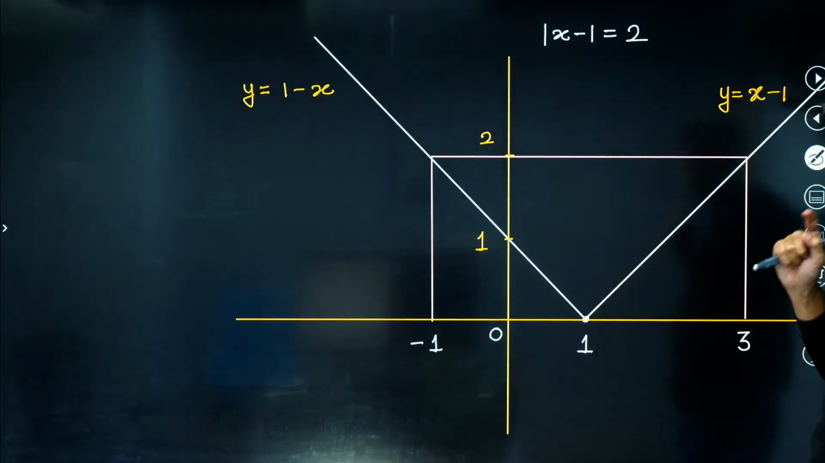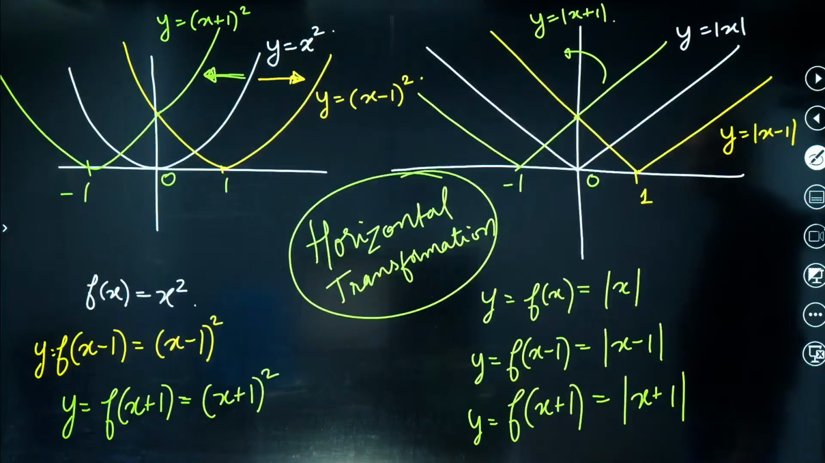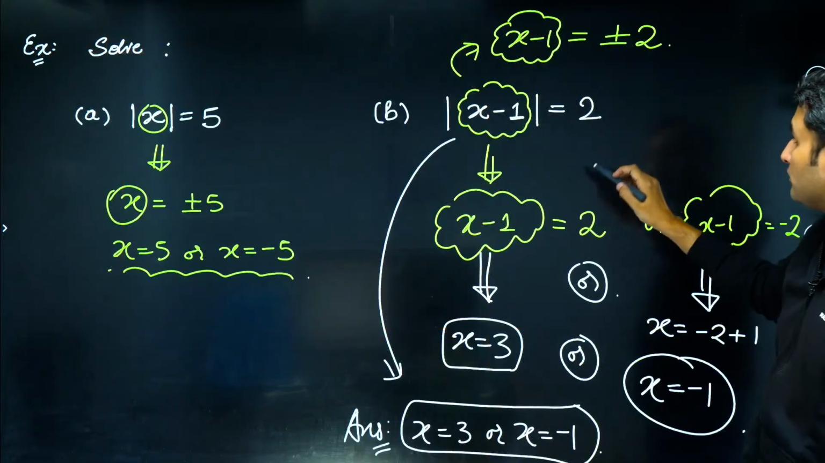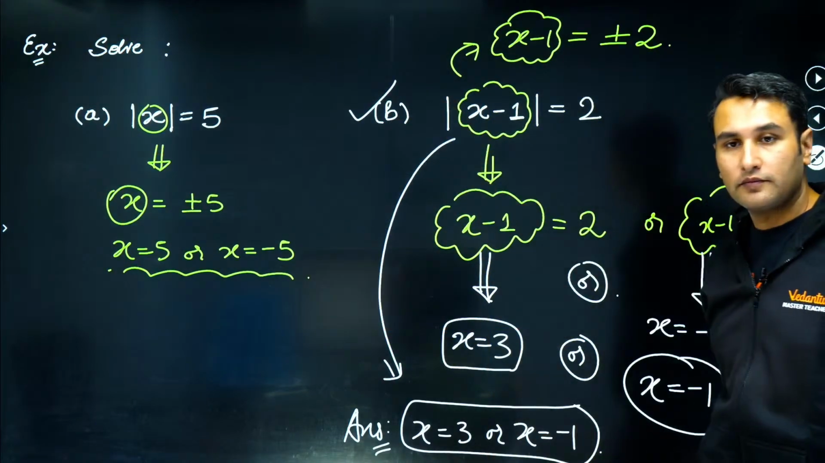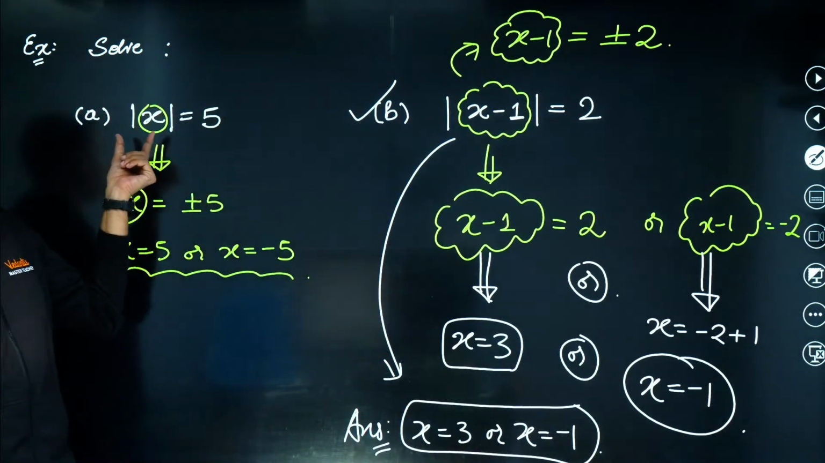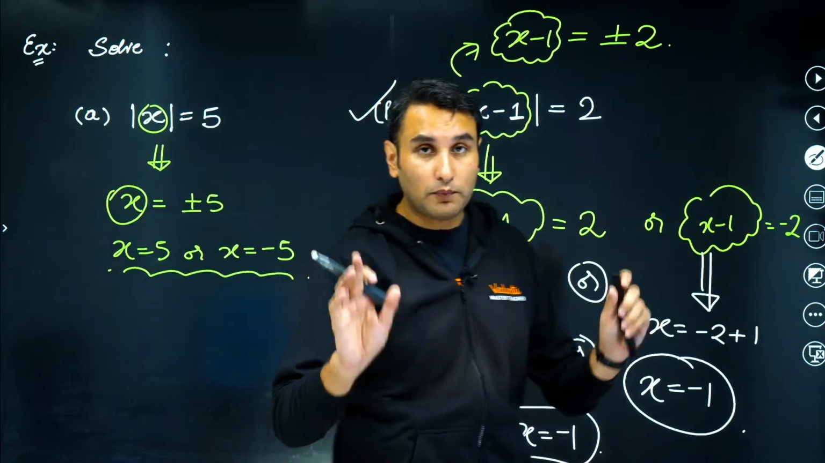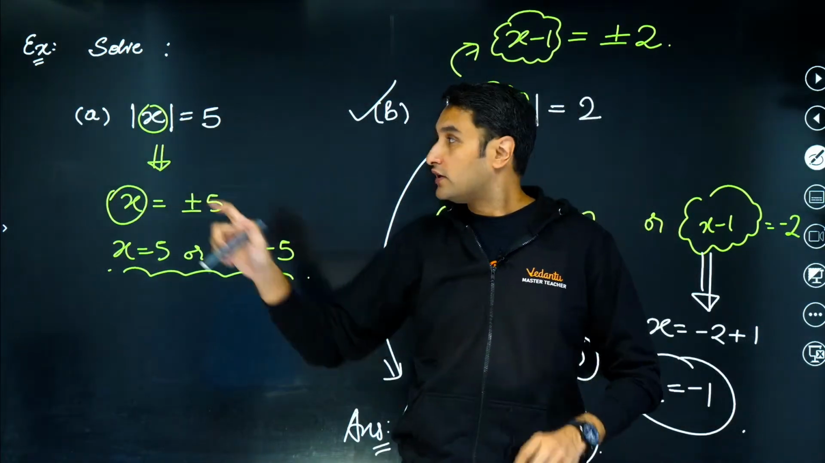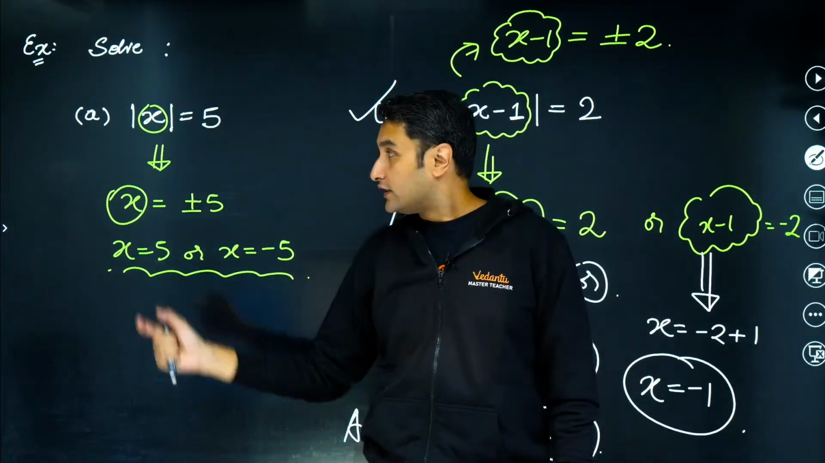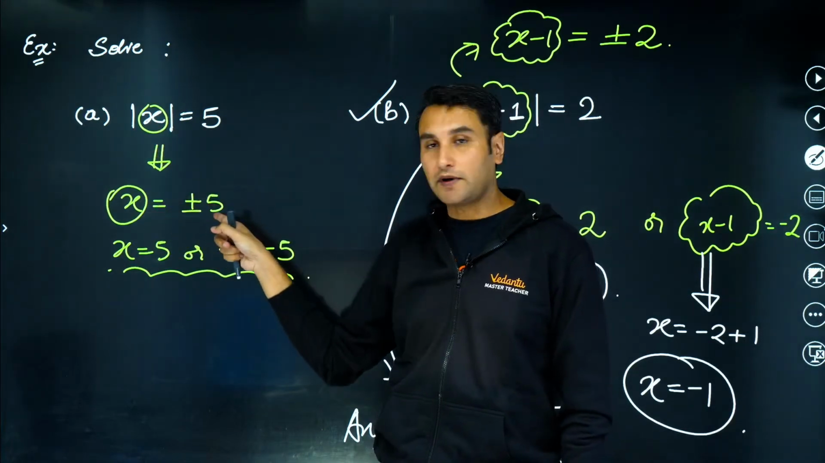Cool. Now let's come back to the problem which we were solving. What was the problem, bachcho? Now I'll use the graph understanding to solve this problem. Remember we solved this problem, the modulus of x minus 1? What did we learn? Quick revision. Stop, take a deep breath. Mod x equal to 5. Bachcho, what did we learn? That x could be plus minus 5.